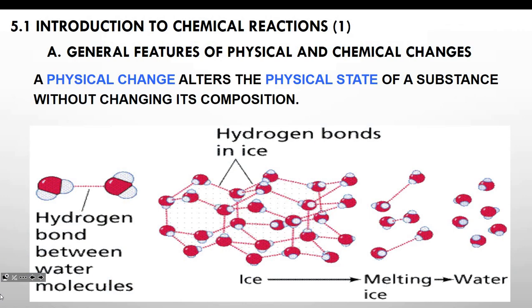All right. So this chapter starts with introducing chemical reactions. And we've already done the chemical physical lab. So you should be able to tell me what the difference is between a chemical change and a physical change. Does anybody have any ideas?